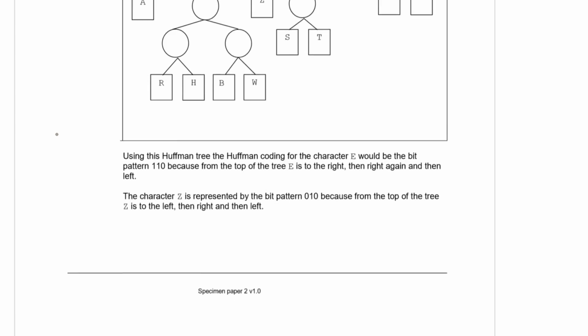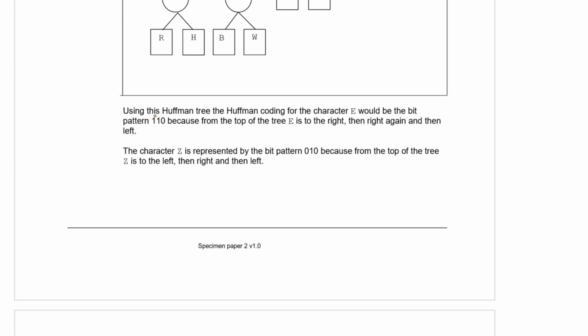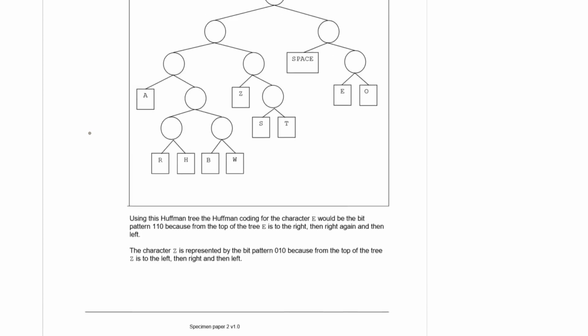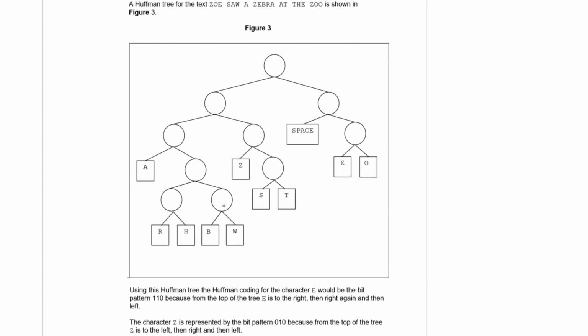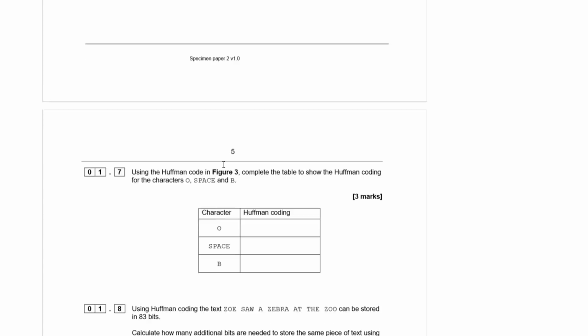Let's zoom out a little bit. The character E would be the bit pattern 110, because E is here, so we're going 1, 1, 0. And same with Z. Z is here, so we're going left, right, left, so 0, 1, 0. And that's how these Huffman trees work. You go 0 for left and 1 for right. It doesn't actually matter because it could be the opposite way around, but this is the scenario they're giving, so that's what we're going to go with. And you're lucky if you haven't had to actually build the tree at this point. It's just giving you it, which is much easier.